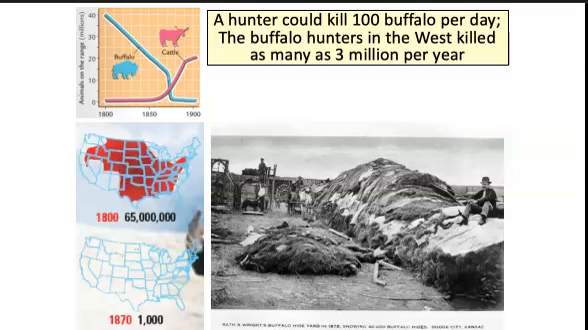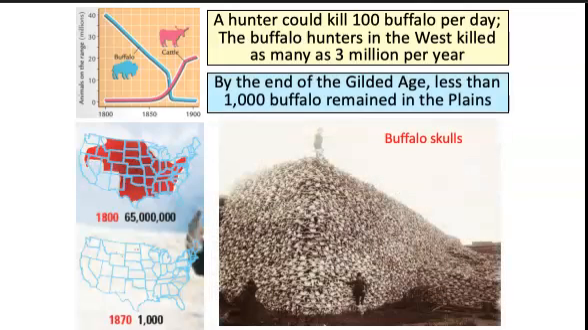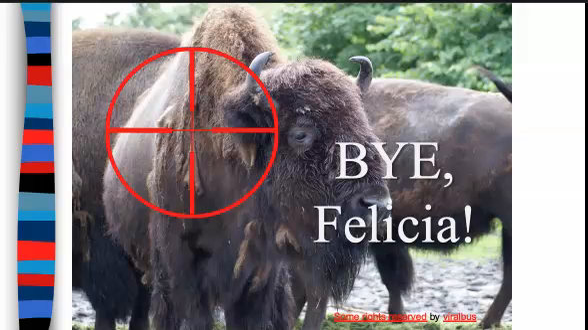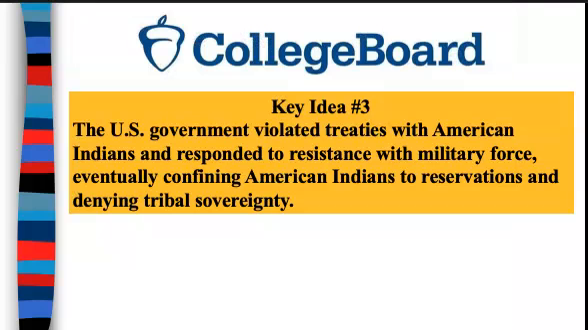And we can see in 1800 there's 65 million American bison, but by 1870 there's only about 1,000 left. By the end of the Gilded Age, only 1,000 remained. And if we look at just the devastation in the picture that you see there, that is a mountain of buffalo skulls. It was a truly tragic event. Leading us to key idea number 3.